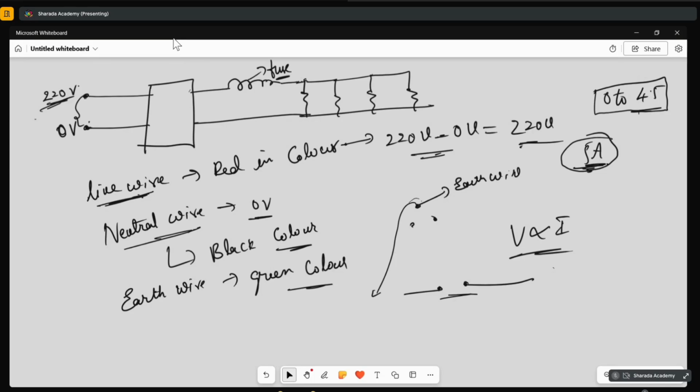Short circuit, understood, no? Short circuit means, again, repeat: when the neutral wire and the live wire get connected, what happens? Suddenly resistance becomes very, very less. At that time, whenever the resistance becomes less, what happens? Current increases enormously. Then because of that, heat is produced in the appliance so much that it will catch fire.